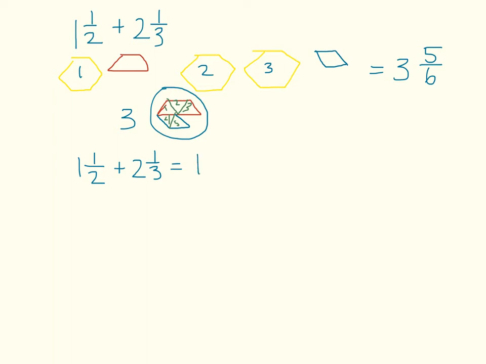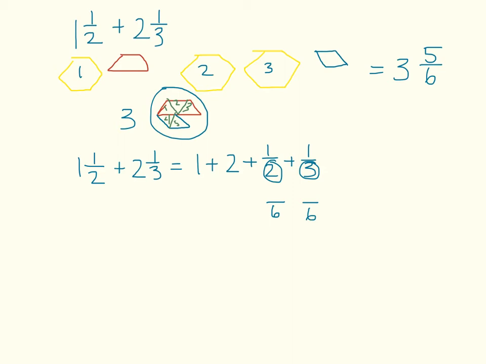We can write 1 plus 2. We're going to put our wholes together. Then we're going to look at our fractions. Plus 1/2 plus 1/3. We need to find a common denominator. And when we look at 2 and 3, we know that we can find a common multiple of 6.